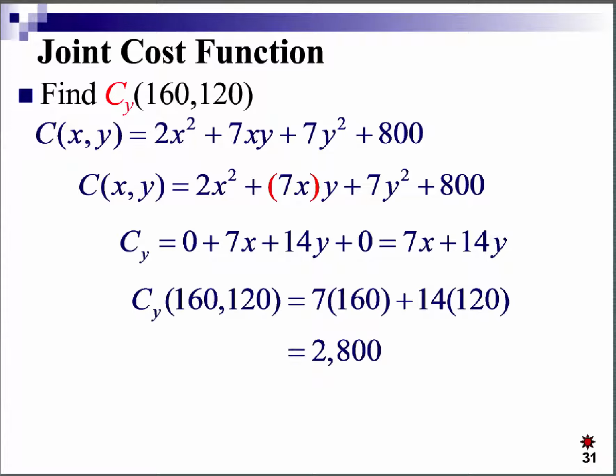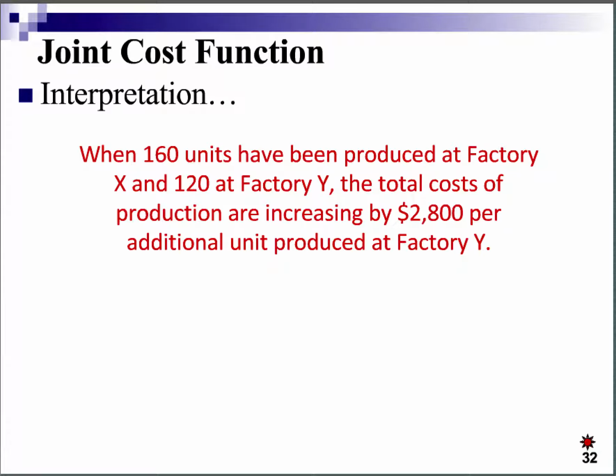When we evaluate this at the point 160, 120, we get 2,800. Our interpretation in this case is that when 160 units have been produced at factory X and 120 at factory Y, the total costs of production are increasing by $2,800 per additional unit produced at factory Y.